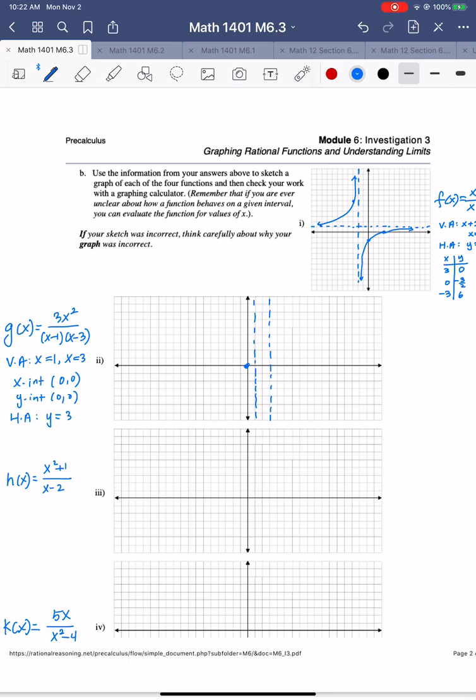But we might get a little bigger number here, so I'm going to label the y-axis as 2, 4, 6, 8, 10, 12, 14, 16. On the other side, I have negative 2, negative 4, negative 6, negative 8, negative 10, negative 12. Let's just put it this way.